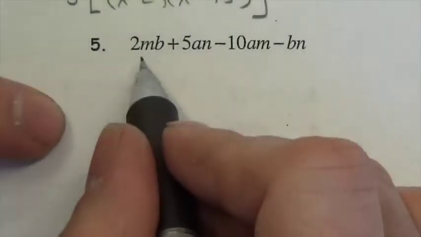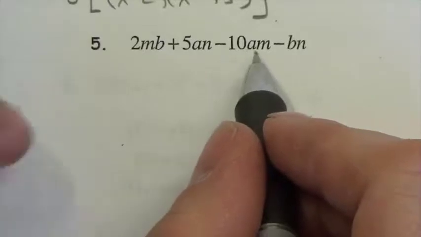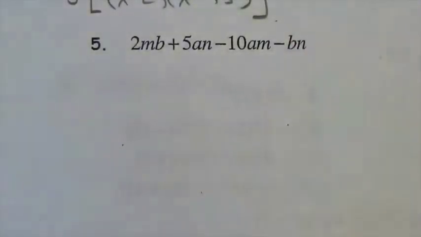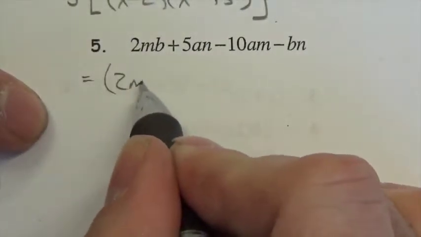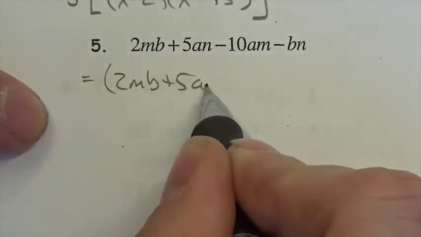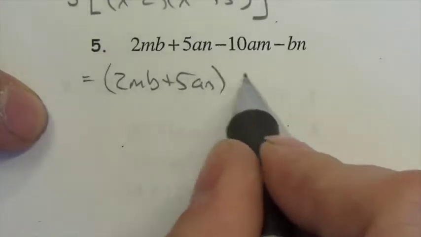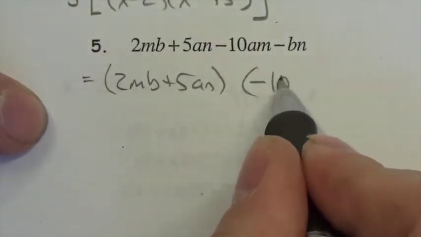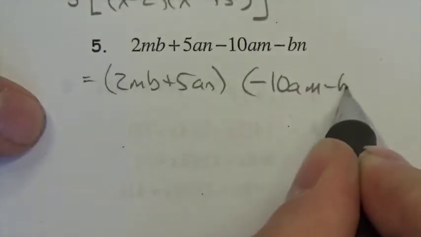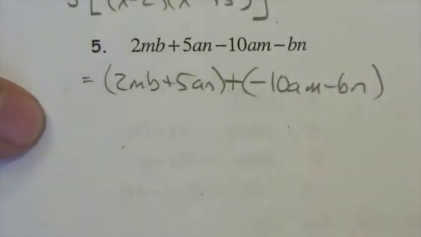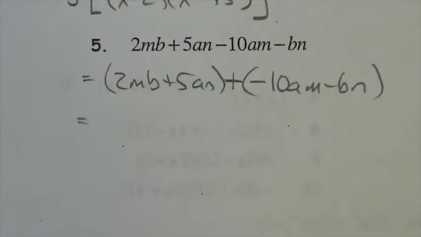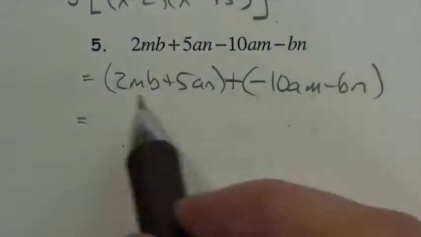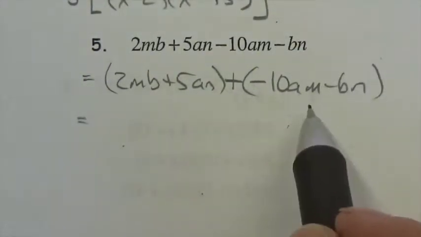All right. 2mb plus 5an minus 10am minus bn. Okay, again, I'm looking for something common to all 4 of those terms, and I'm not seeing it. So 2mb plus 5an. Now there's that negative there, but I want that to be in parentheses. And I will put a plus sign in between. Now, what's common to 2mb and 5an? Nothing. There's nothing common there, and there's nothing common here.